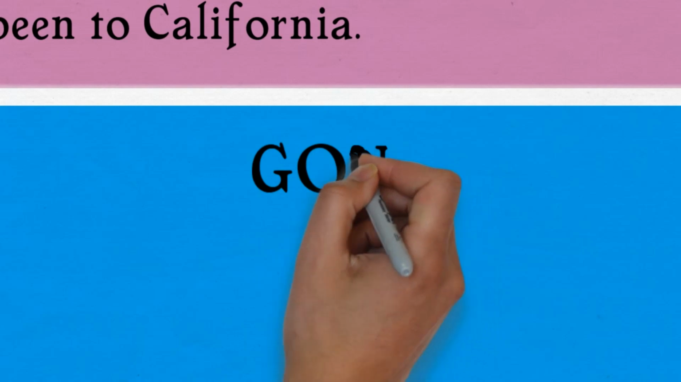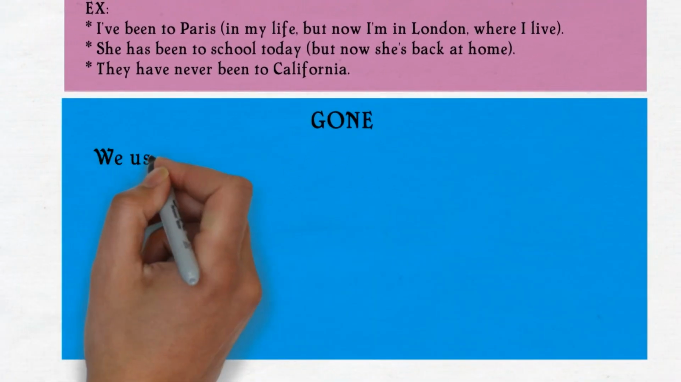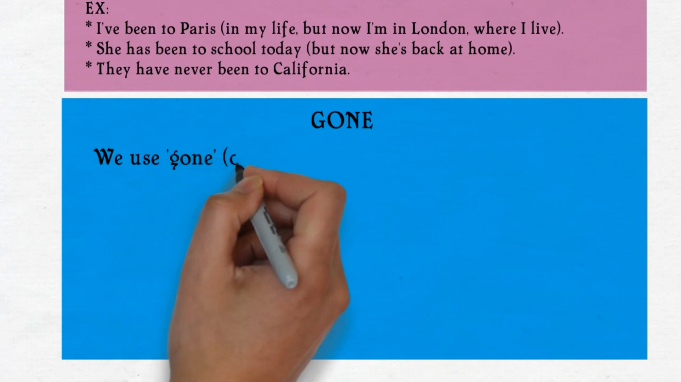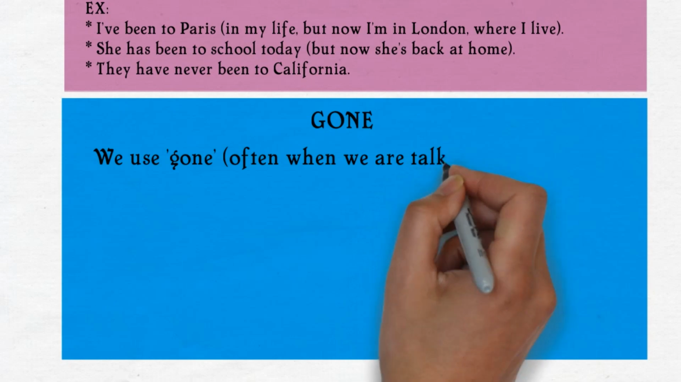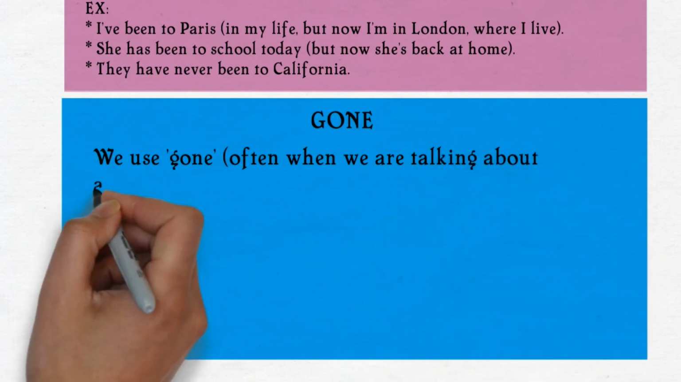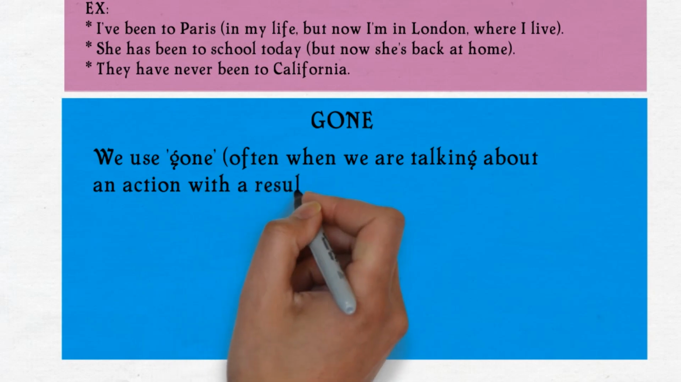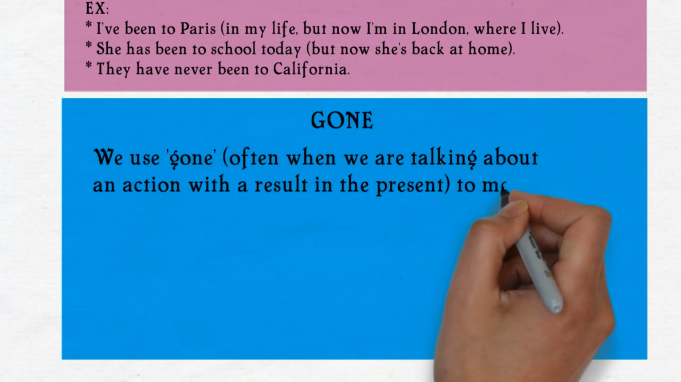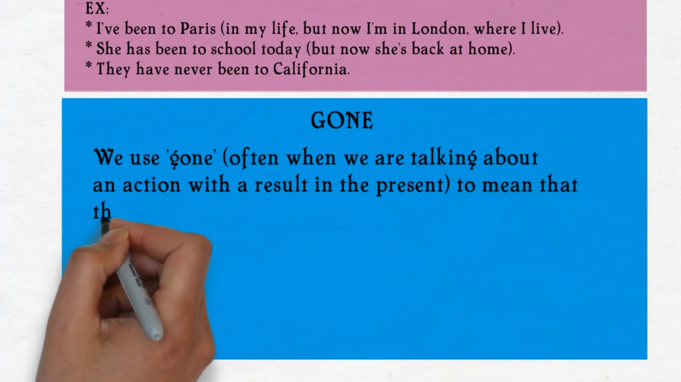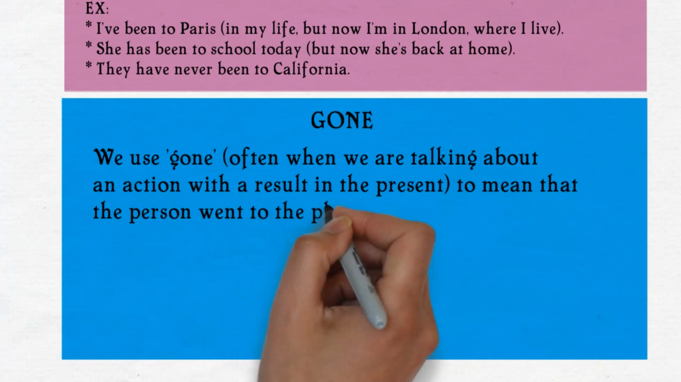Okay, the next we're talking about gone. We use gone often when we are talking about an action with a result in the present, to mean that the person is at the place now.